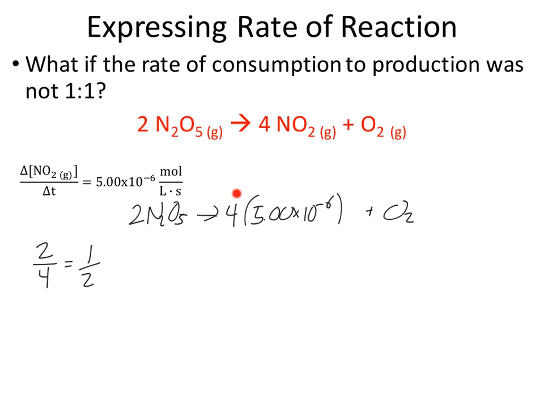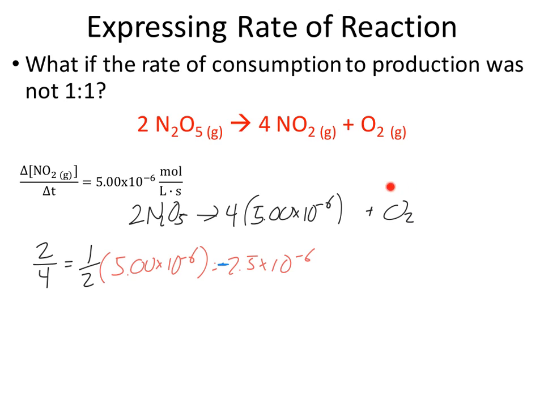So if the rate for every mole produced here is 5.00 times 10 to the negative 6, that means that the rate of consumption for this should be half as much. So we have half multiplied by the rate of production of NO2, which is 5.00 times 10 to the negative 6, and we get 2.5 times 10 to the negative 6. However, one thing that we're missing here is that, again, this is a reactant. This is being consumed. So our rate for N2O5 is going to be negative 2.5 times 10 to the negative 6.